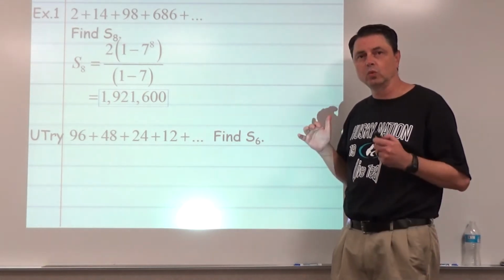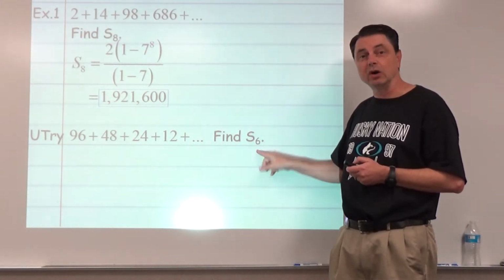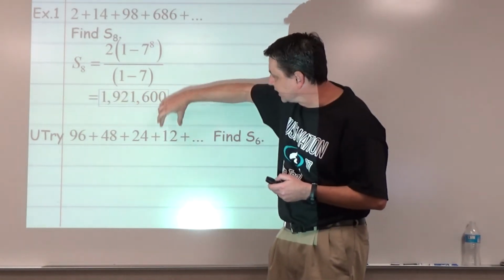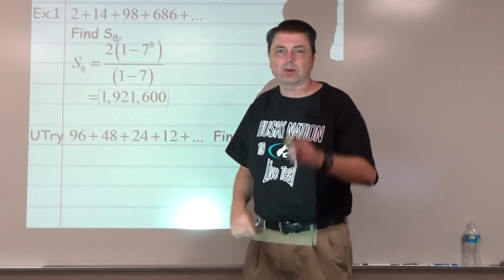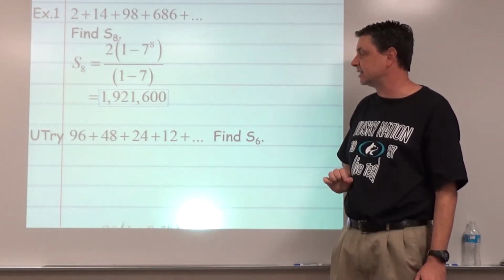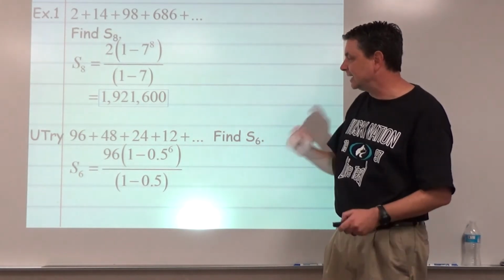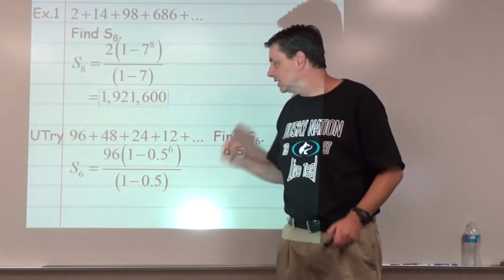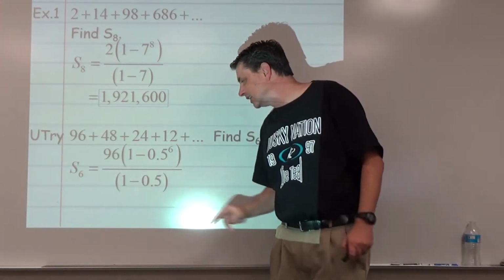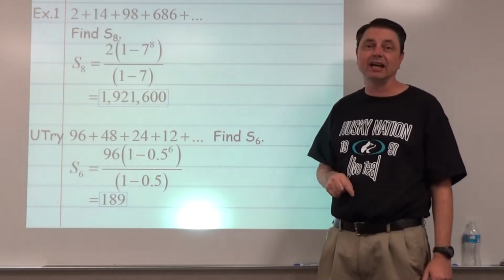All right, so we should be able to directly calculate this. We're doing S sub 6, so we know n. We know a sub 1. The r, take the 12, divide by the 24. I think we're going to get 0.5. That is an exact decimal, so we're okay with it being a decimal. We should be able to type it in just like that. 96 times (1 minus 0.5 to the 6th), divided by (1 minus 0.5), and that equals 189.